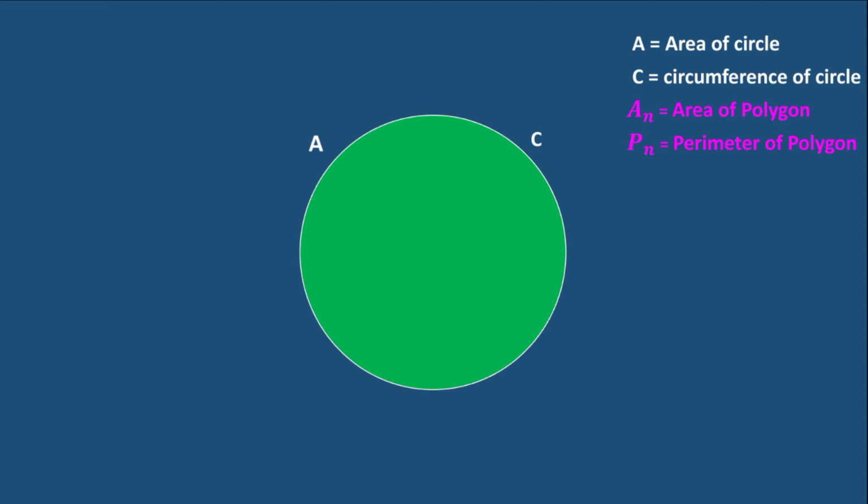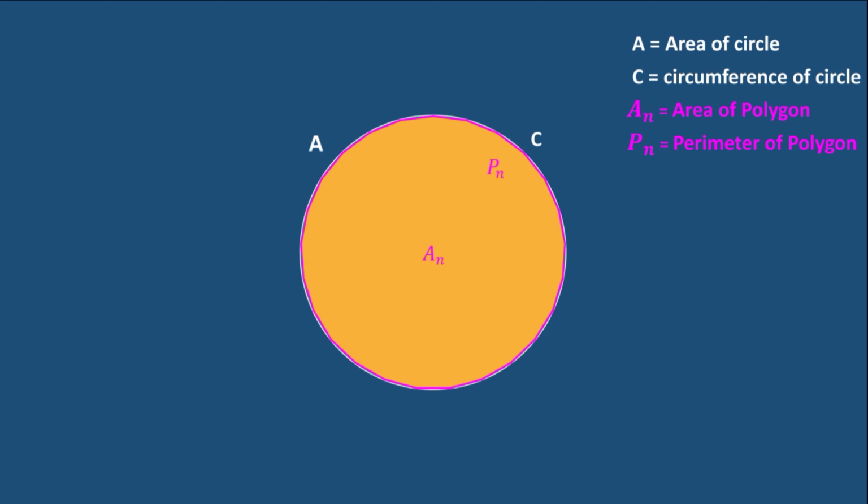What happens when regular polygons have too many sides? Then the polygon will start to look exactly like a circle, or we can say that it will completely overlap that circle. Then the area of this regular polygon will be approximately equal to the area of the circle, and its perimeter will also be approximately equal to its circumference.